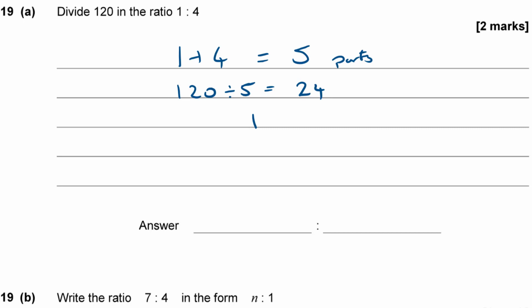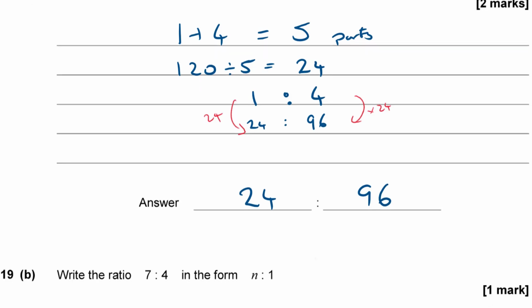So if I then go back to my original ratio 1 to 4 and multiply each part by 24, I'll know how much each part is worth. So 1 times 24, that's easy, that's 24. And the other one, 4 lots of 24, is 4 times 24, 96. So my answer is 24 and 96. It's always a good idea to double check by adding those together. I can see that they add up to 120.